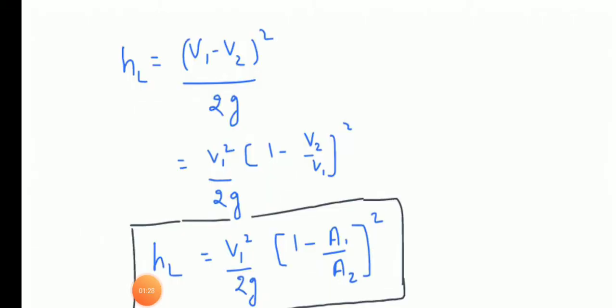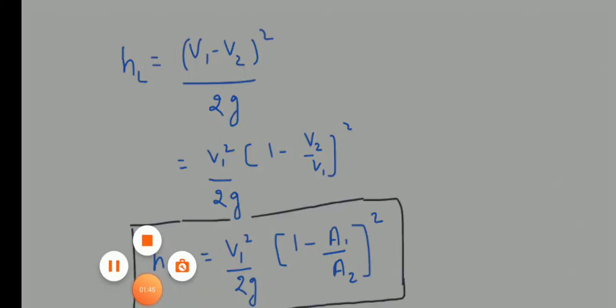So from applying Bernoulli, continuity and momentum equation, the head loss is (V1 minus V2) whole square by 2g. V1 is the velocity in cross section of pipe 1 diameter, V2 is velocity in pipe 2 diameter, and that is also then written as V1 square by 2g (1 minus A1 by A2) whole square, with the help of continuity equation.